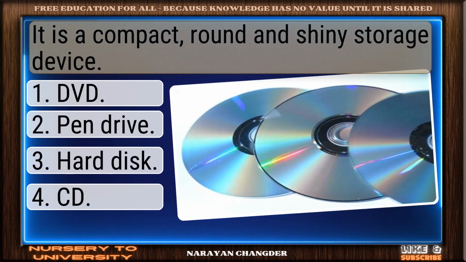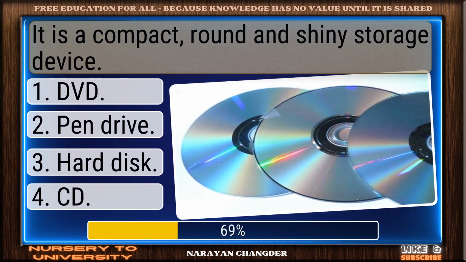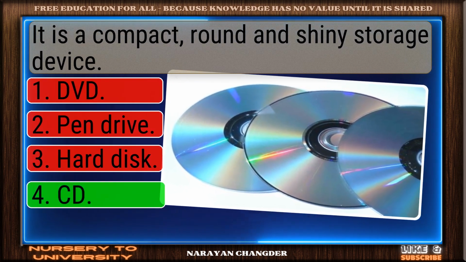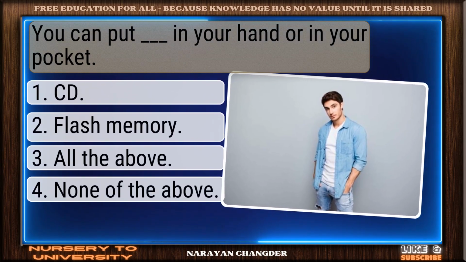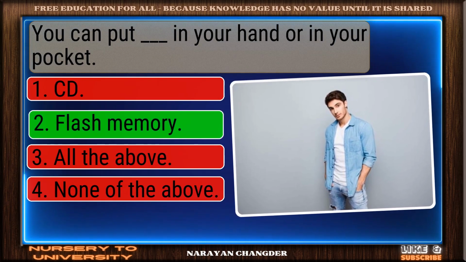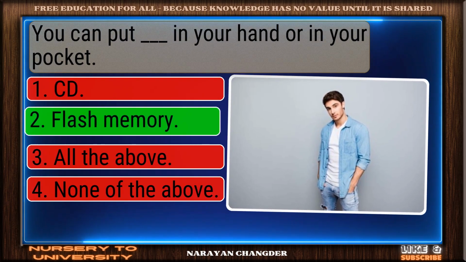It is a compact, round and shiny storage device. Great job. CD is the accurate answer. You can put dash in your hand or in your pocket. Smart move. Flash memory is an accurate answer.